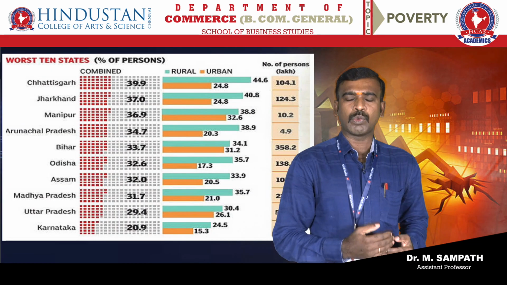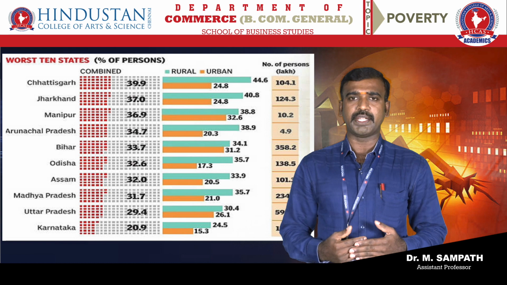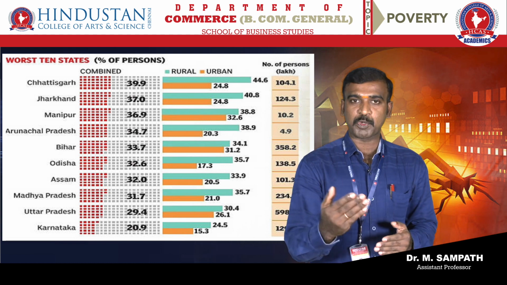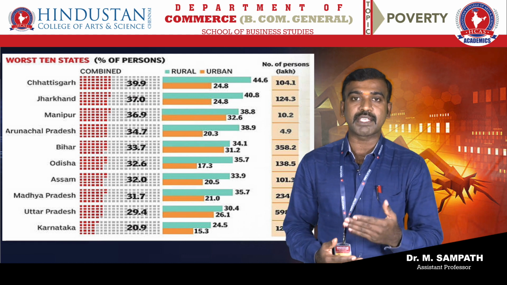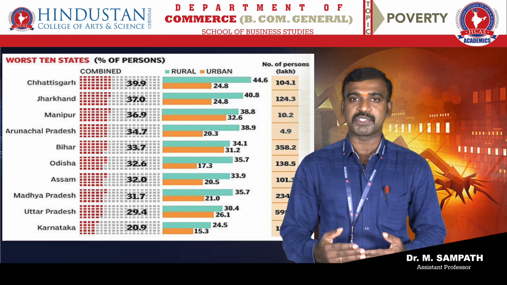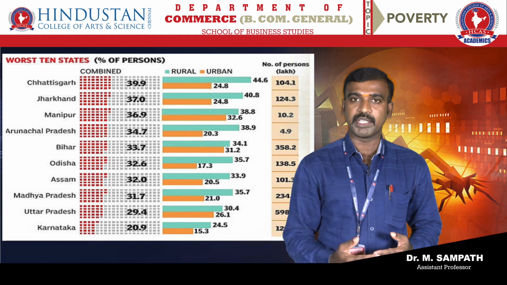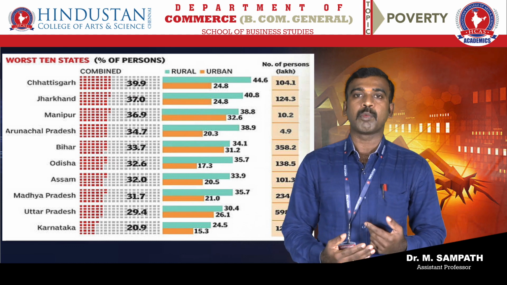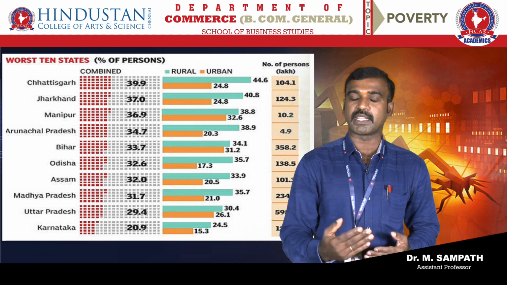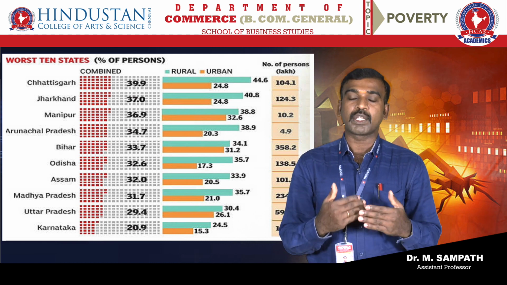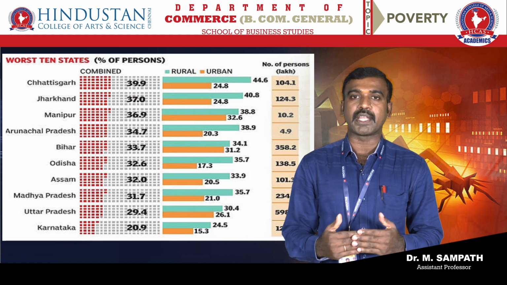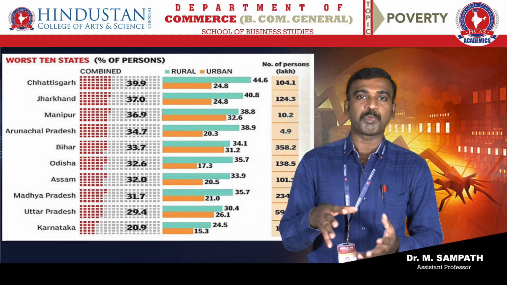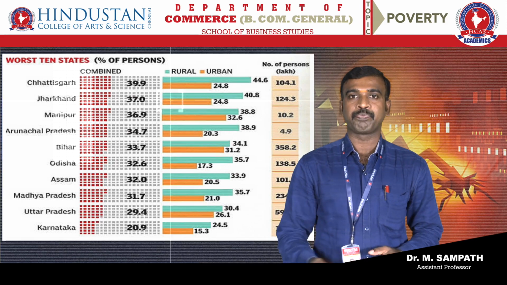This is the list of the top 10 worst states in our India. The first position is Chhattisgarh, where 37.9% of people live in poverty, followed by Jharkhand, Manipur, Arunachal Pradesh, Bihar, Odisha, Assam, Madhya Pradesh, Uttar Pradesh and Karnataka. These states occupy the top 10 worst positions in our India. In these states, many people are living in poverty.